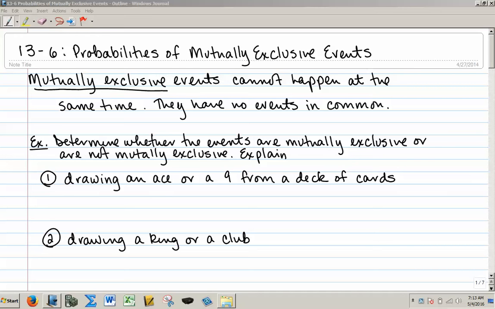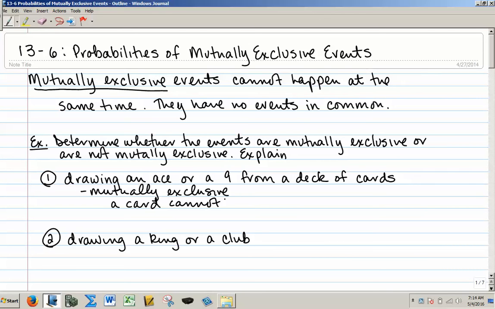So the first situation is drawing an ace or a 9 from a deck of cards. This situation is going to be mutually exclusive, and that's because a card cannot be both an ace and a 9 at the same time. Okay? So if the two events cannot happen at the same time, they are mutually exclusive.